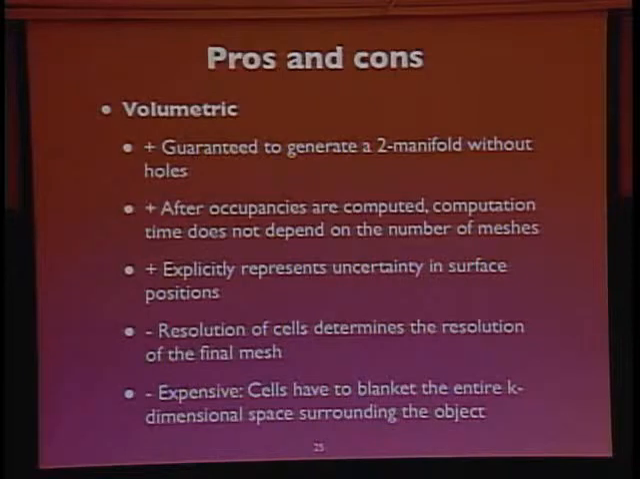Another plus, as I have mentioned already, is that after you calculate these occupancies, the computation time doesn't depend on the number of meshes. Getting a surface takes the same amount of time after this step if you have 5 meshes, 100, or 1,000. So that's nice. And it also explicitly represents your uncertainty. It really takes some knowledge about where the data came from and incorporates it into the algorithm in a way that the mesh-based approach doesn't.